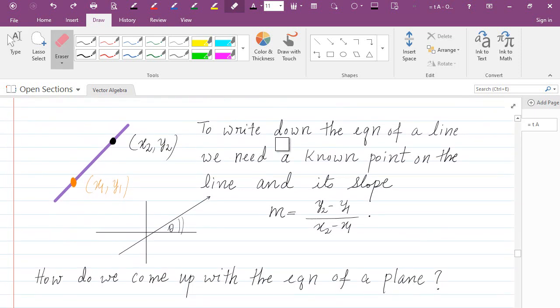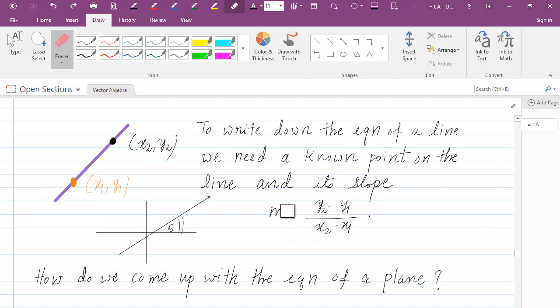Recall that to write down the equation of a line, we need a known point on the line and its slope. How do we find the slope of a line? Well, given a line, we pick 2 points (x1, y1) and (x2, y2) on the line, and then the slope is given by y2 minus y1 divided by x2 minus x1, which is known as the rise over run.